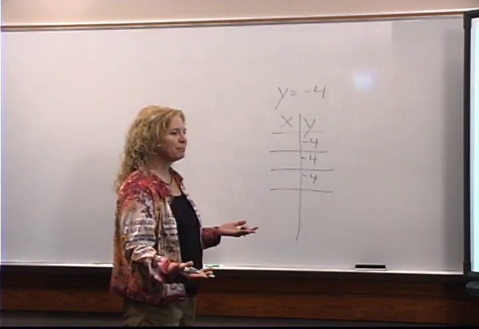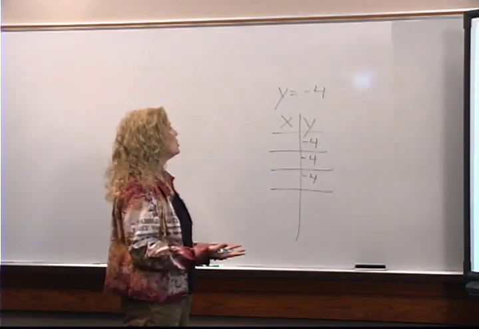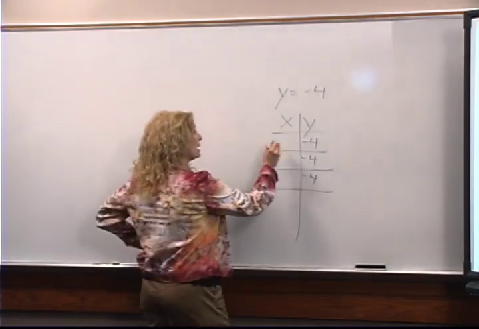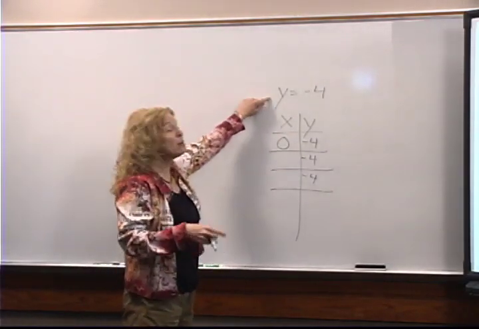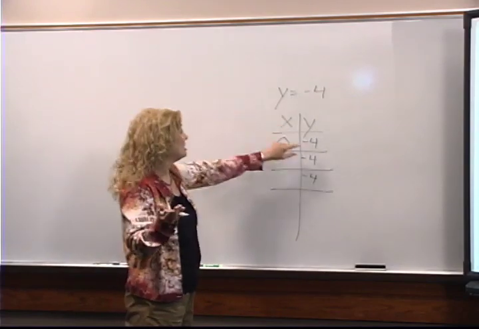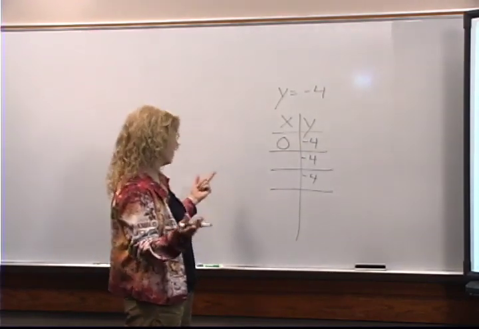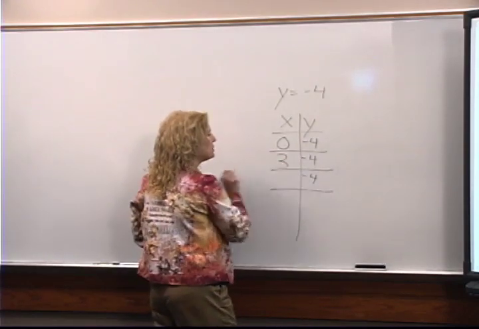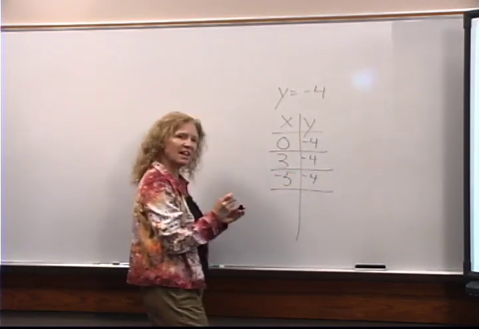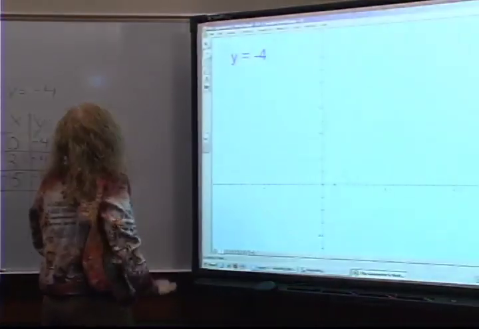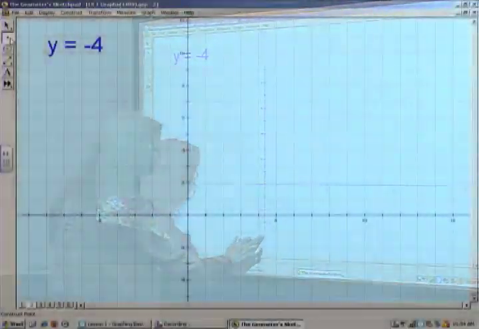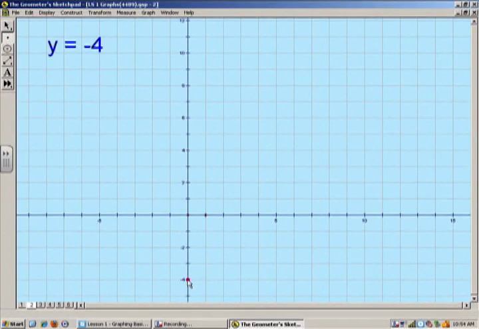And then you say, well, what's x? Well, apparently x can be anything, because if I take the point 0, negative 4, I don't have anywhere to put the 0. The negative 4 makes that true. Okay, well then maybe I have 3, negative 4. Maybe I have negative 5, negative 4. Let's see what happens when we try to plot these. Okay, so I go to 0, negative 4. I go to 3, negative 4. I go to negative 5, negative 4.